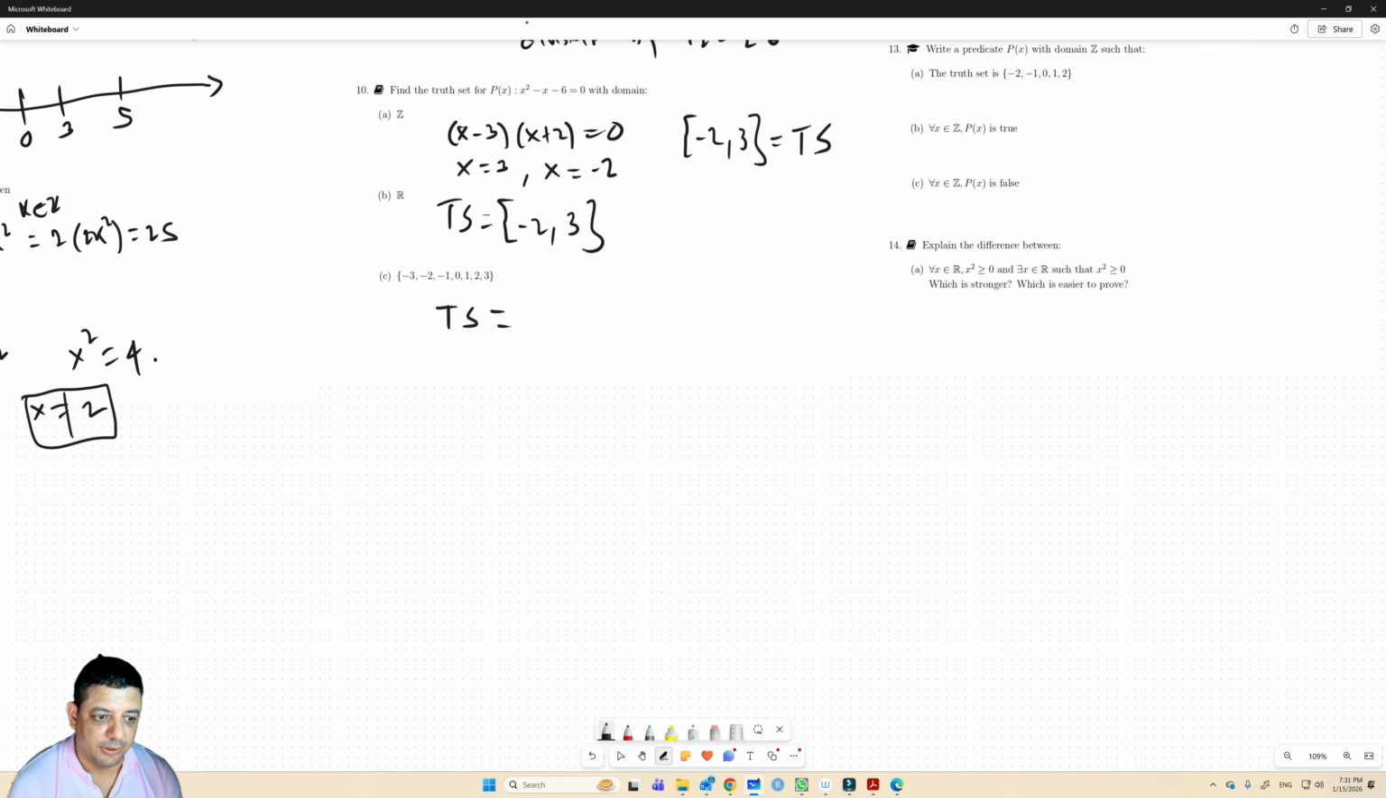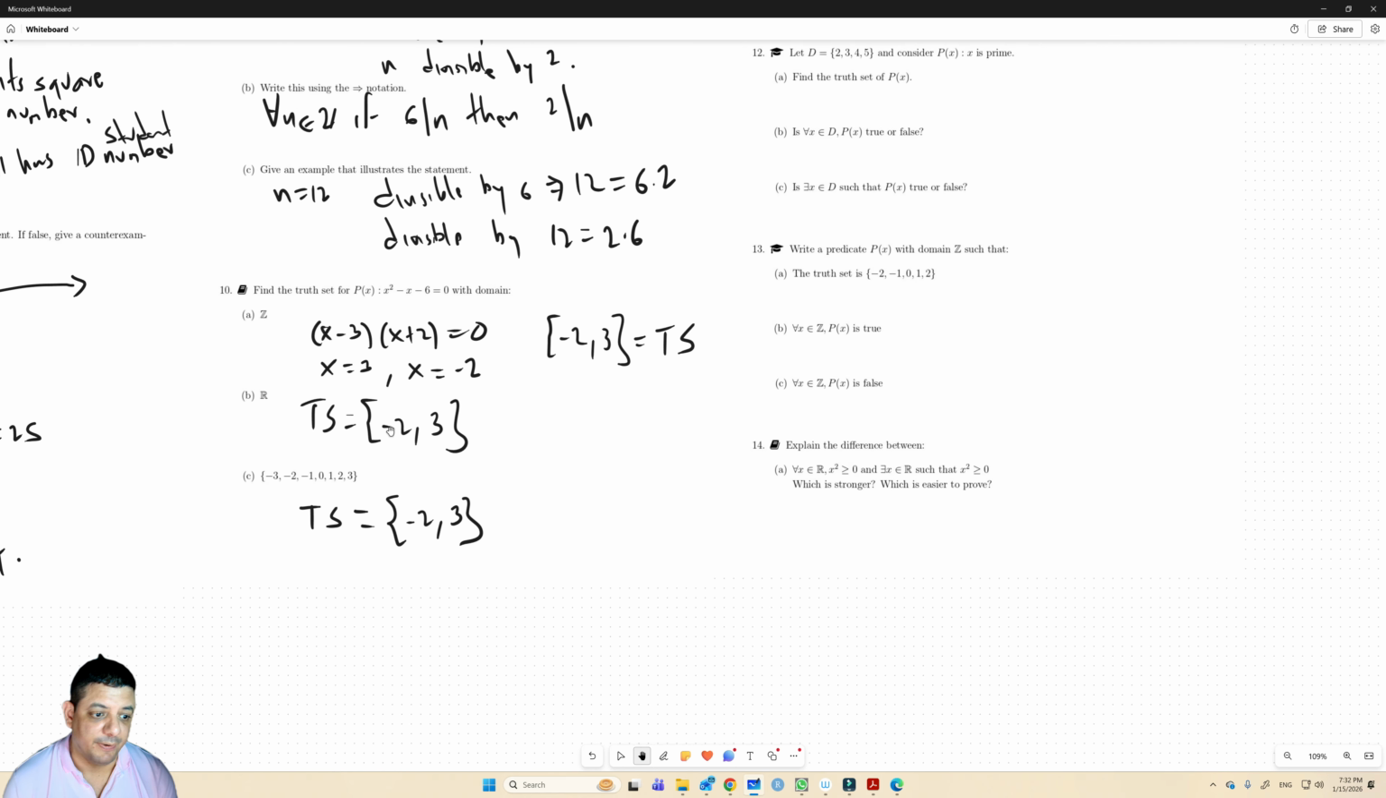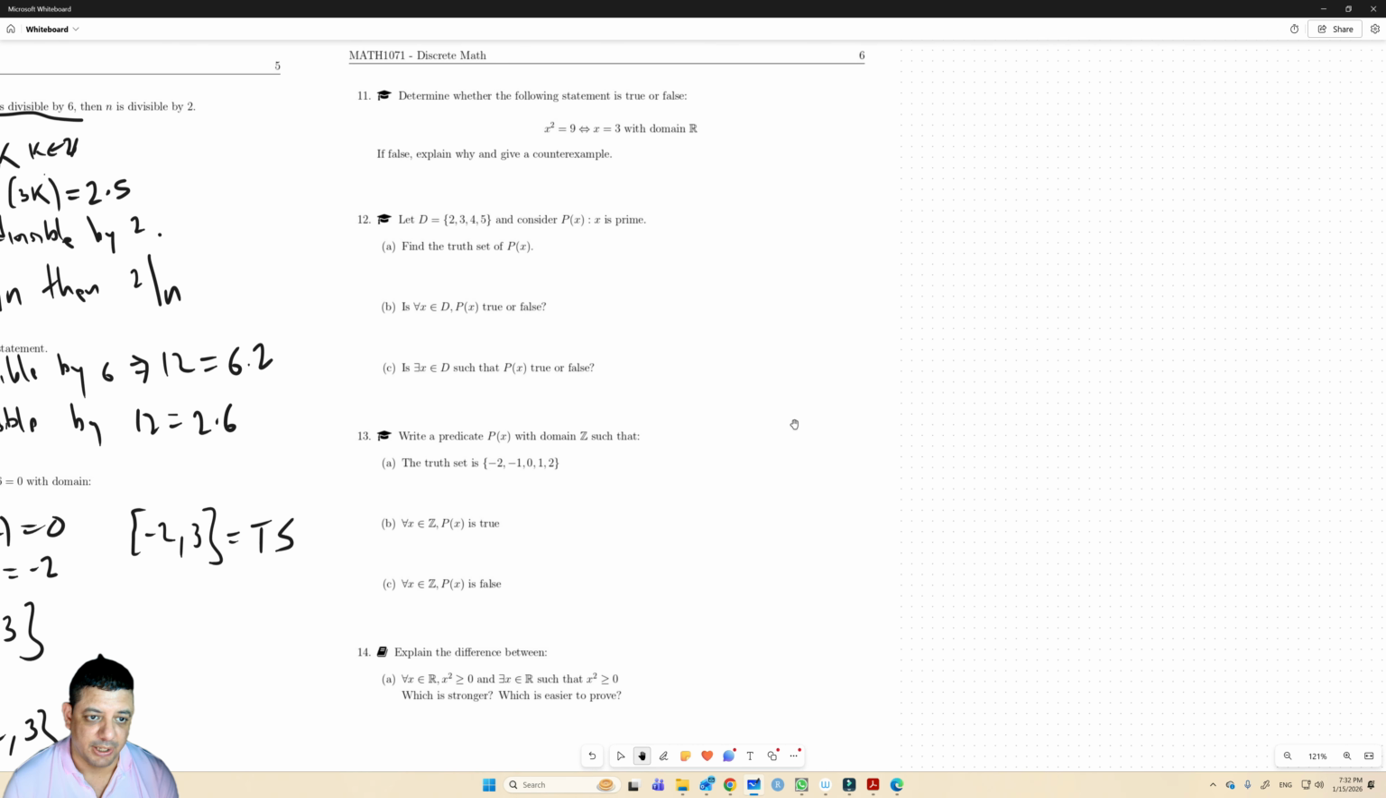Now, when we're looking on this specific domain, notice that minus 2 is included there. 3 is also included there. So it's also the minus 2, 3 domain. Okay. So in all 3 domains, it happens to be the same, but perfectly, if I just restrict this domain, maybe I'll just get one of the solutions. It's not always going to be the case.